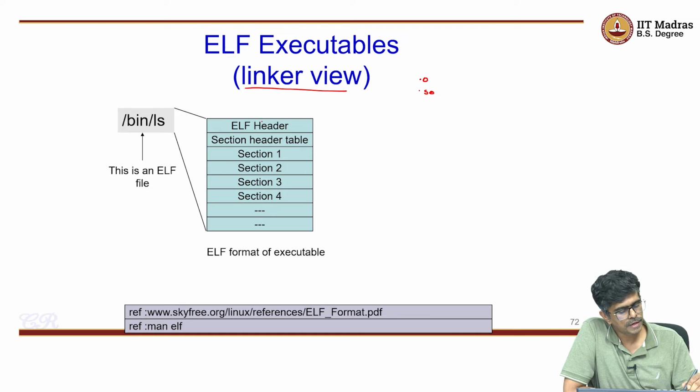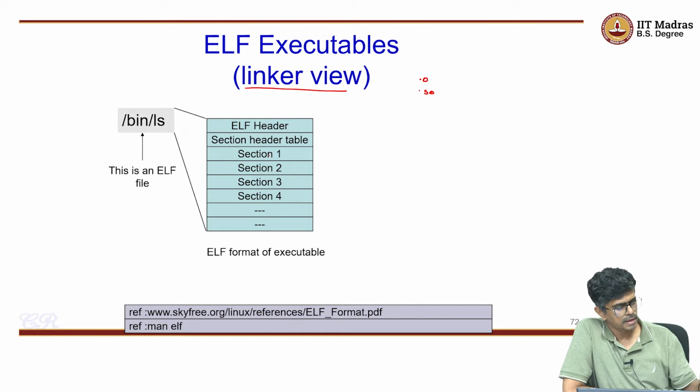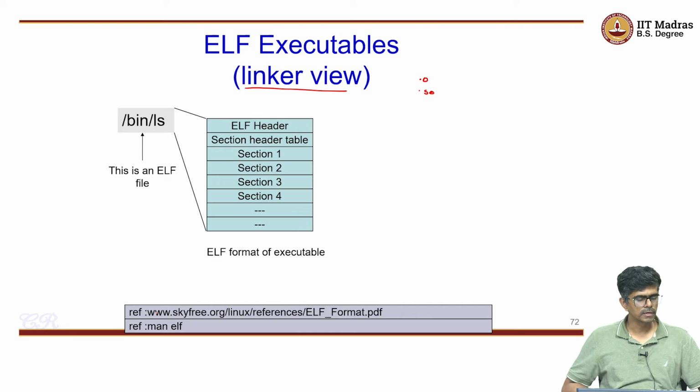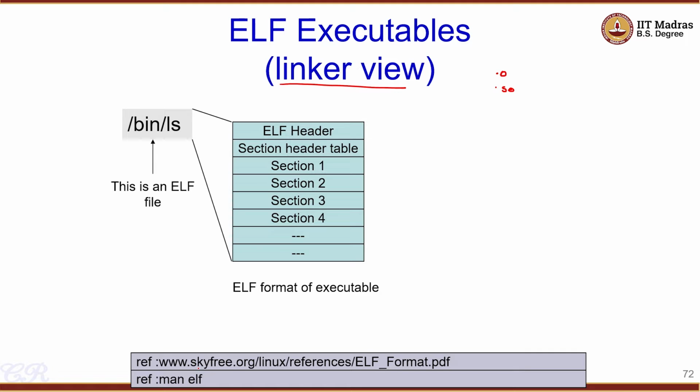A typical ELF file has several sections and segments. It has an ELF header, a section header table, and then various sections. Here we see four sections, and you could read more about the ELF either from this reference or by seeing the manual for ELF on your Linux machines. If you do man ELF, it gives you details about the ELF format.